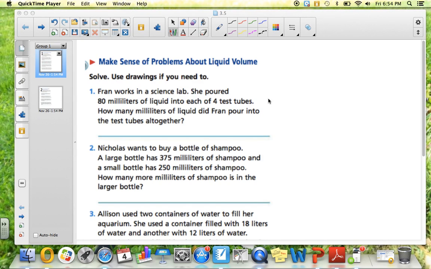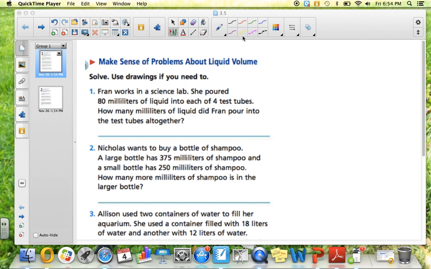Okay, welcome to Unit 3, Lesson 5. Today we are going to solve word problems involving liquid volumes or masses using addition, subtraction, multiplication, and division. So please turn to page 175 in your student activity book and we will get started.